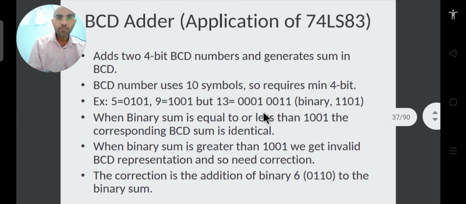Then we will move on to the BCD adder. I'll continue the BCD adder in the next part, because this part is getting a little longer. We'll complete the BCD adder in the next part.